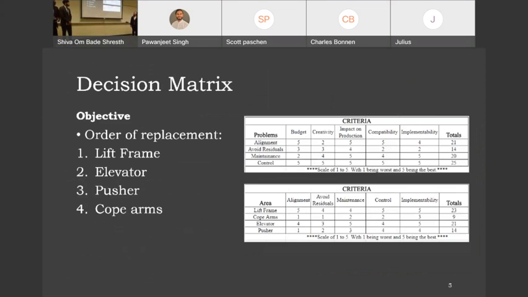Then our decision matrix was based off showing the image, the alignment, avoiding residuals, maintenance, control. Then the order came out to be the lift frame first, the elevator, the pusher, co-parts, which is the list. Does not involve any design improvements because it doesn't affect the overall productivity of the machine.